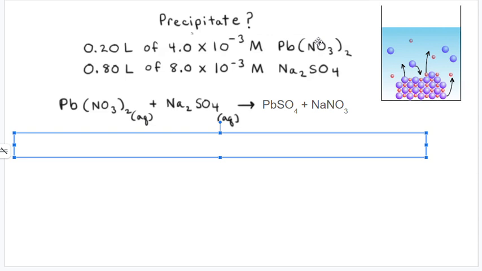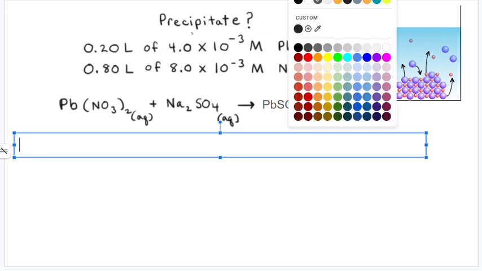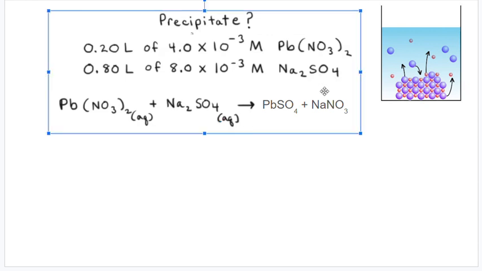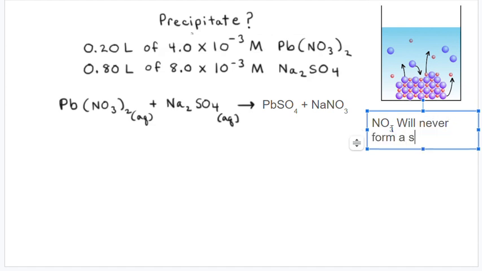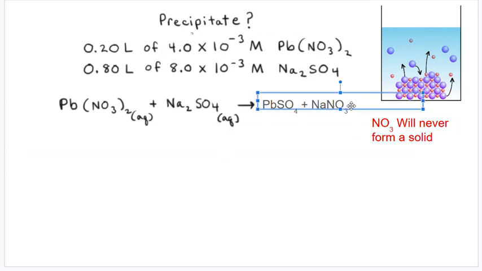The next step is we need to decide which one of these is going to be a solid. Is lead sulfate going to be a solid, or is NaNO3 going to be a solid? And team, I'm going to cheat and tell you something right now. Anytime you see NO3 hanging out somewhere, there's a hard and fast rule: it will never form a solid. I can't think of an example where NO3 as an ion mixed with something and formed a solid. So therefore, I know for sure that this is going to be aqueous.